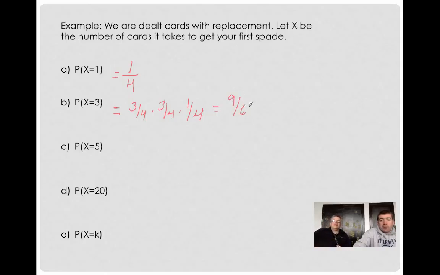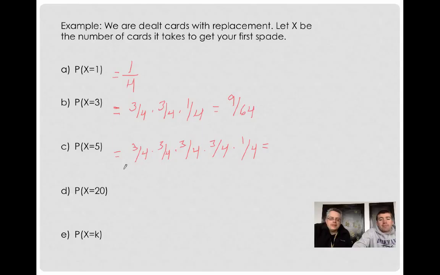We're probably going to have to move to decimals pretty fast. So more than a 10% chance. Now, X equals 5. There's got to be a faster way than just writing a bunch of failures out in a row. This means we have to fail 4 times. First one's a non-spade, second one's a non-spade, third one and fourth one are not spades. The fifth one is a spade. Finally we get a spade.